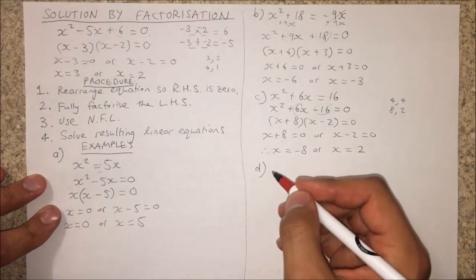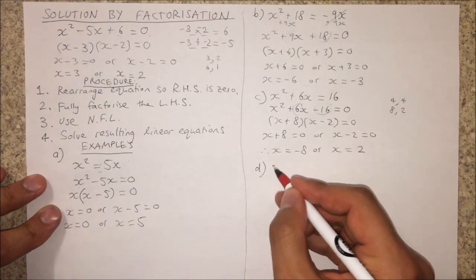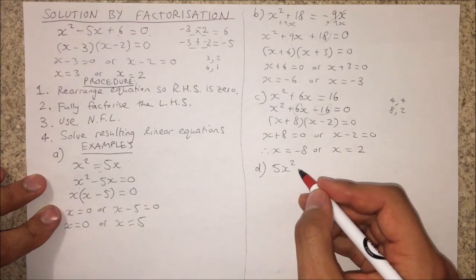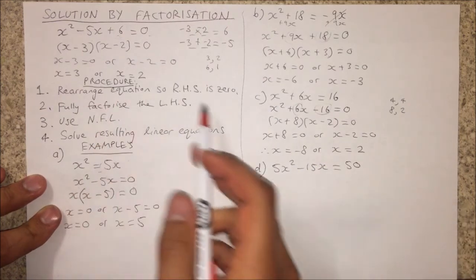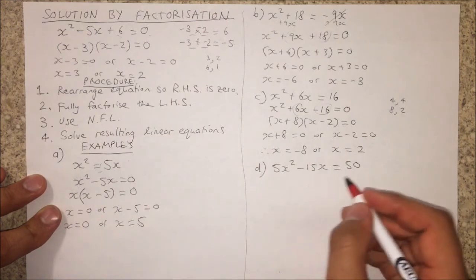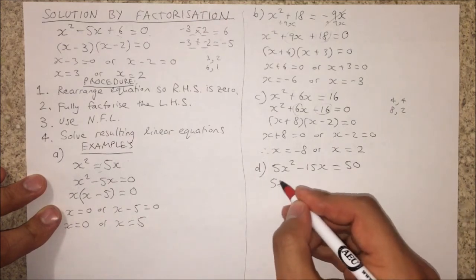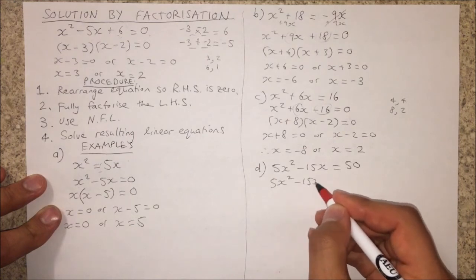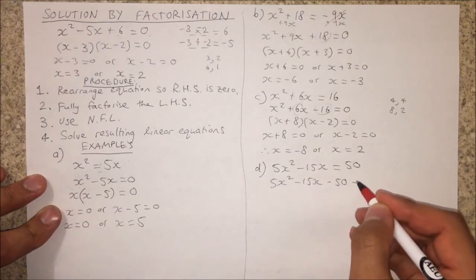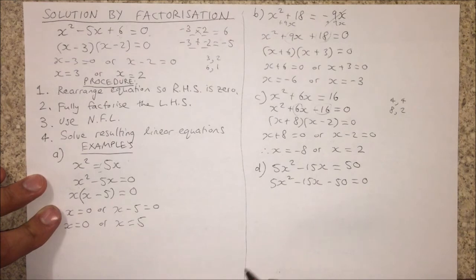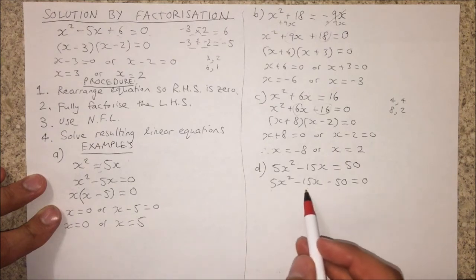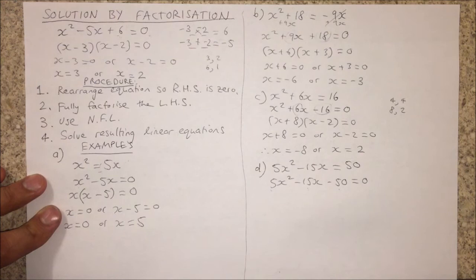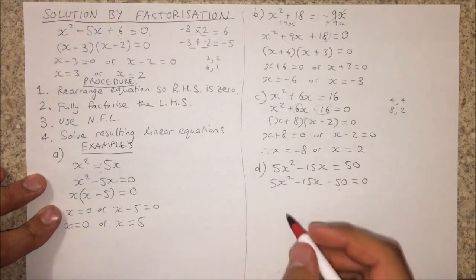So the last example I'm going to look at is this one, 5x squared, take 15x equals 50. So step 1, rearrange it so the right hand side is 0. So we're going to take 50 from both sides, and we're going to have 5x squared, take 15x, take 50 equals 0. Now, what do we notice about all these three numbers? What common factor do they have? They have a common factor of 5.